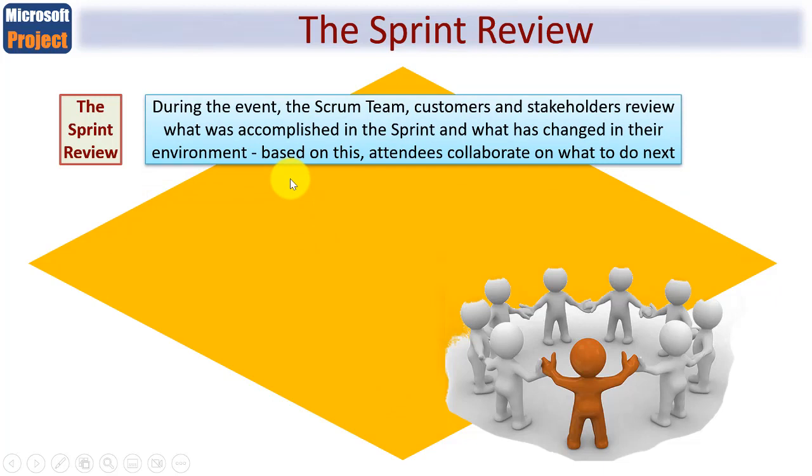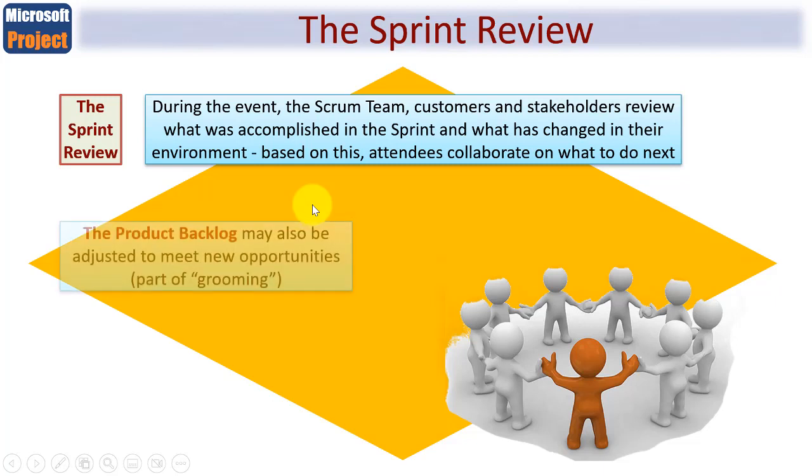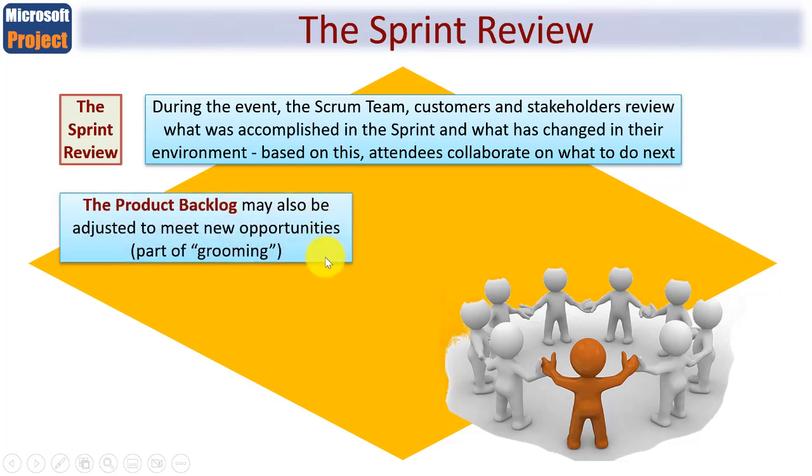Now, during this event, the Scrum team, customers and stakeholders, do you remember I said it'll often include a demonstration, review what was accomplished in the sprint and what has changed in their environment. And it's based on this, the attendees collaborate on what to do next. So the sprint review takes cognizance of the fact that the customer environment may be a moving feast. And the product backlog may also be adjusted to meet such new opportunities.